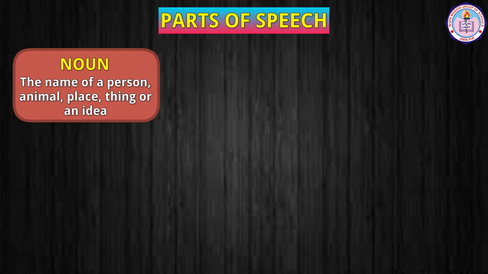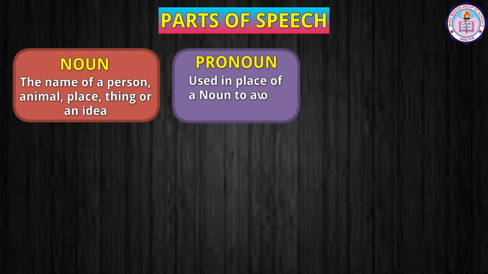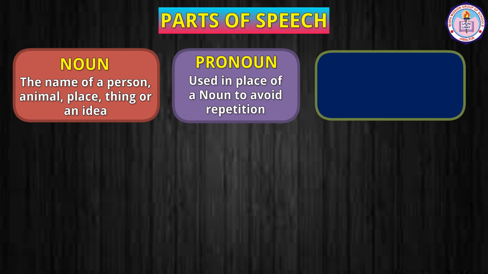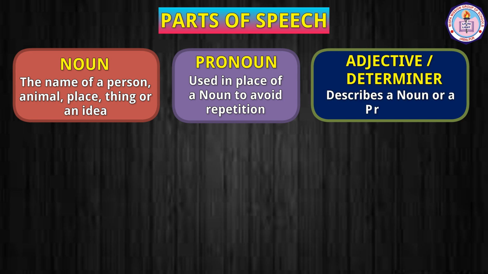In the previous episodes, we have learned 9 parts of speech. Let us have a recap of them. Noun. Noun is the name of a person, animal, place, thing, or an idea. Secondly, we have learnt about pronoun. A pronoun is a word used in place of a noun to avoid repetition. Thirdly, we have seen adjective and determiner. An adjective or a determiner is a word that describes a noun or a pronoun.